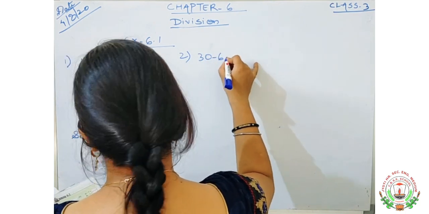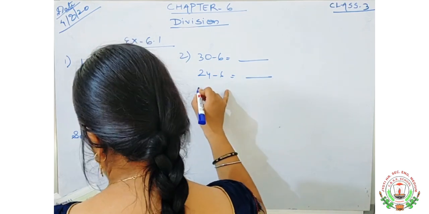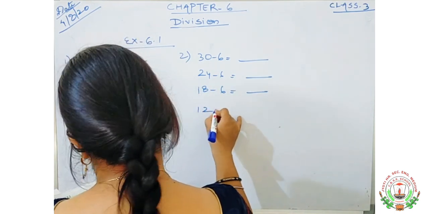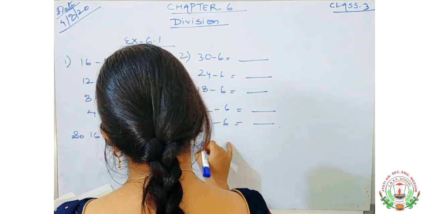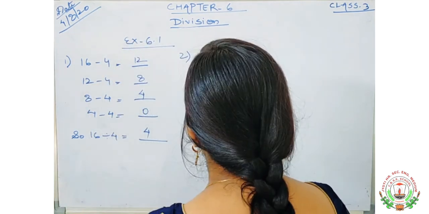30 minus 6 is equal to dash. 24 minus 6 is equal to dash. 18 minus 6 is equal to dash. 12 minus 6 is equal to dash. 6 minus 6 is equal to dash. So 30 divided by 6 is equal to what?